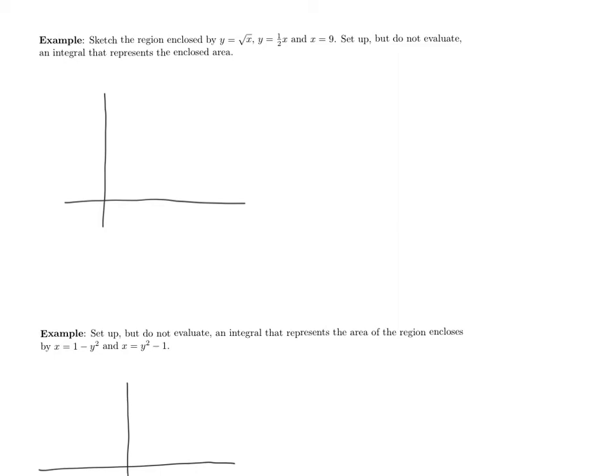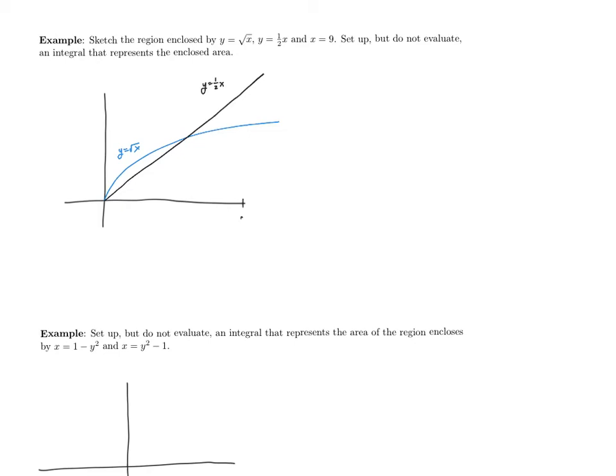And hopefully at this point you have done so. I'm going to go ahead and just sketch the pictures and work through these a bit more quickly than the previous examples. So the two curves of interest in this first example would be y equals the square root of x and y equals 1/2 x. That would be a line going through the origin with slope 1/2. And we want to find the area enclosed between these two curves and x equals 9.